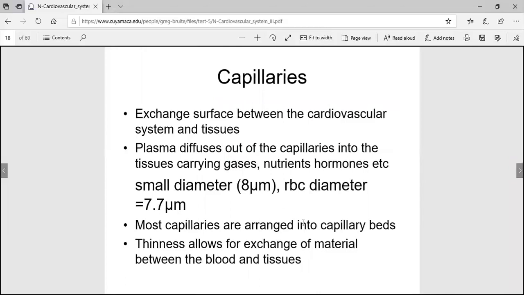So capillaries are small, maybe, I don't know, 10 microns. They can even be smaller than that, I think. So the red blood cells, which are around 8 microns, can kind of fold up and get through if it's a little bit tight in there. They pretty much line up single file to go through capillaries. Like I said, those red blood cells are kind of flexible. Most capillaries are arranged in the capillary bed, and that thinness allows for the exchange of material between the blood and the tissues. So that's what I was talking about. There's no smooth muscle in the way.